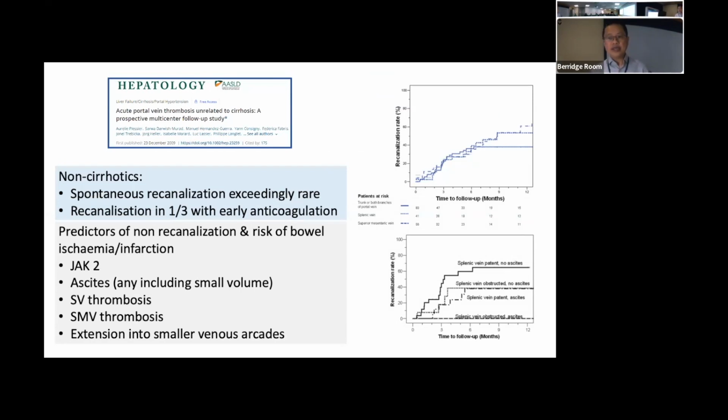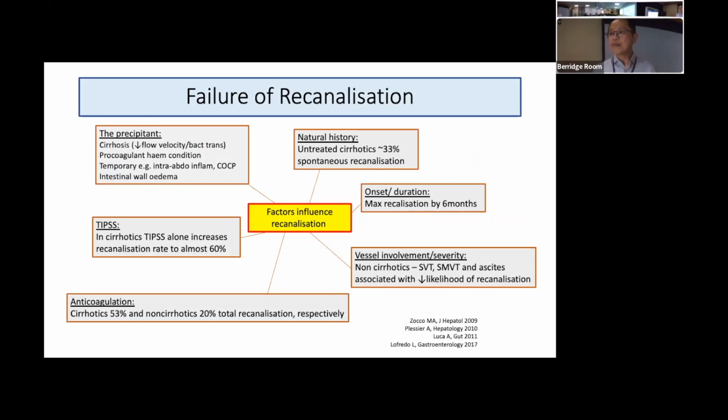The predictors of non-recanalization or progression to bowel ischemia include a number of factors. One is an associated JAK2 mutation, which is one of the mutations seen in myeloproliferative disease. Others are new ascites, or extension of the thrombosis into the splenic vein, SMV, and also the small venous arcades. There are multiple factors that may explain why recanalization may fail, depending on the underlying cause, the onset, which vessels are involved, and any further intervention, for example endovascular intervention.